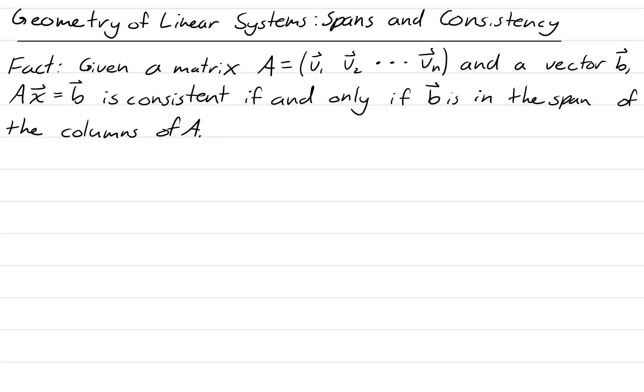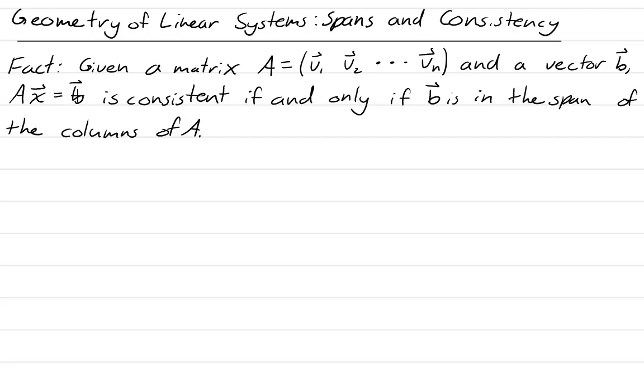Hi, in this video we're going to look at how matrix equations where a matrix times a vector equals another vector relate to the span of vectors. So here's this important fact. Given a matrix A and a vector B, the equation AX equals B is consistent if and only if B is in the span of the columns of A.